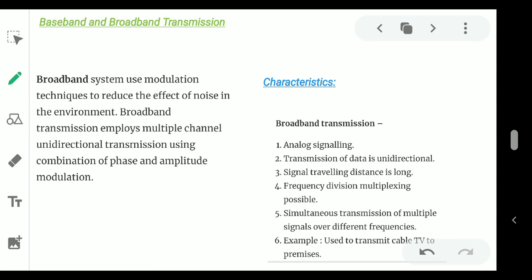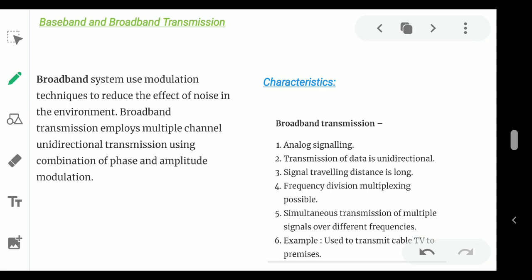However, broadband channels that transmit analog data are unidirectional in nature, meaning they cannot carry signals both ways at the same time. Hence, two different channels are needed for the transmission of signals in two different directions. So what are the characteristics? Analog signaling is there, transmission is unidirectional, signals travel a long distance, and frequency division multiplexing, which I will explain just after this.